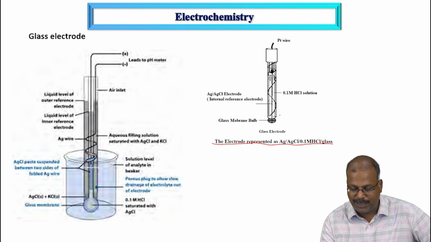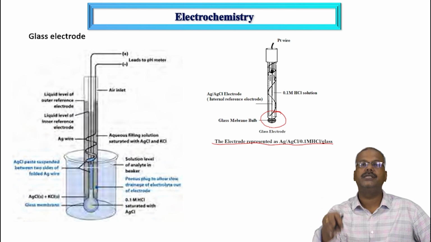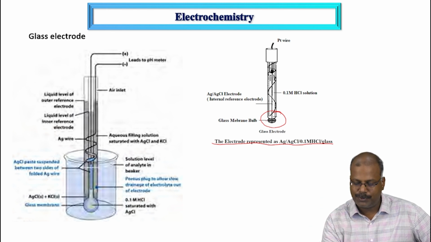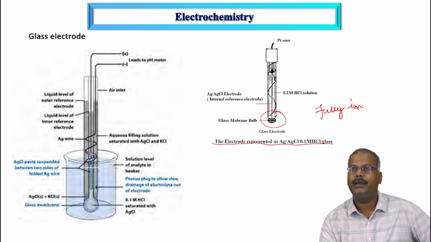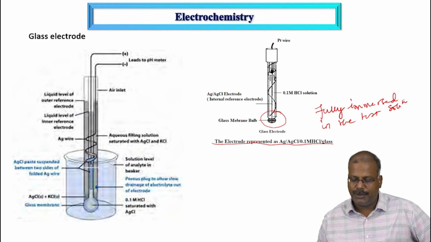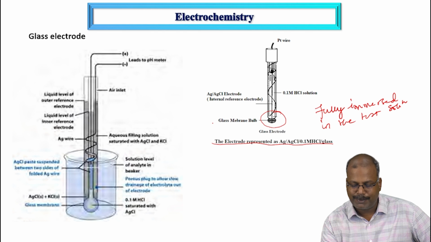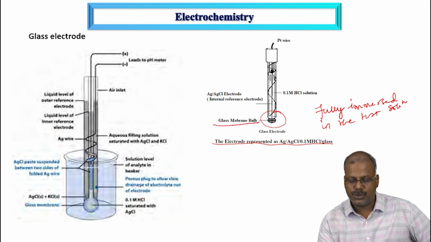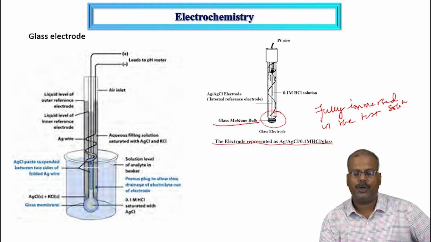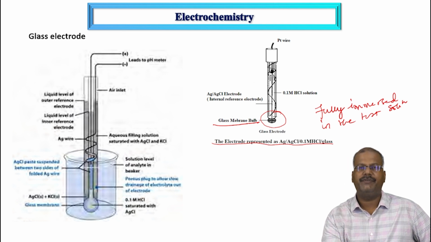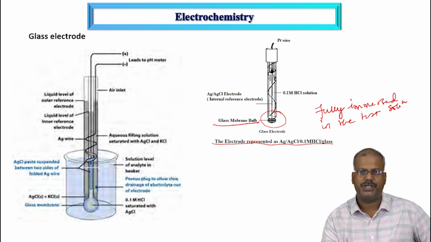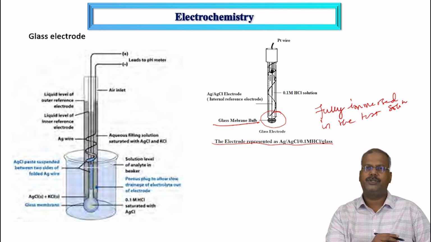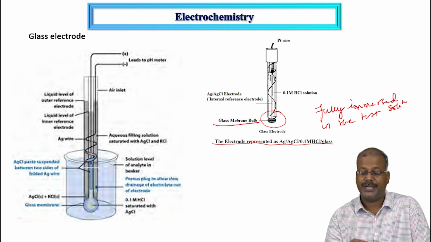So it has a glass bulb, which is important. This is what you will immerse in the test solution. The glass bulb should be fully immersed in the test solution. Then only you will get a proper value. So this is the glass membrane bulb, which is used to sense the H plus ion, as Na plus ions and H plus ions are interchanged through the membrane.